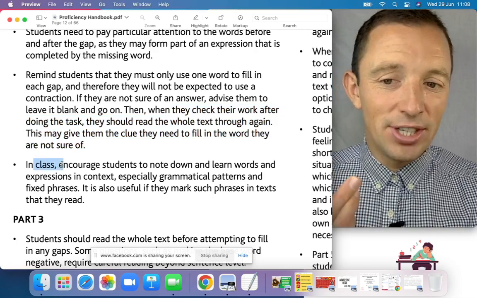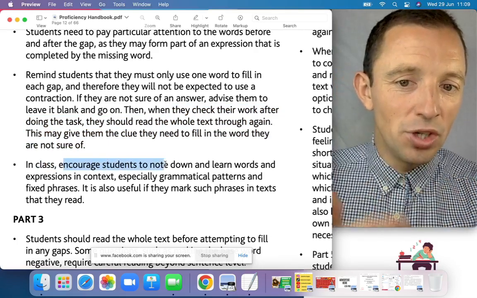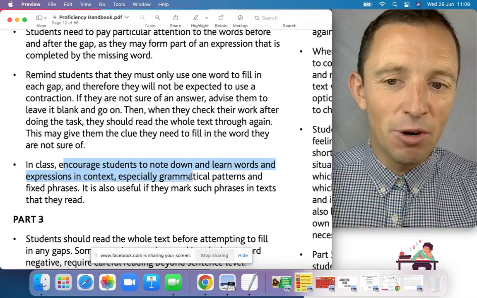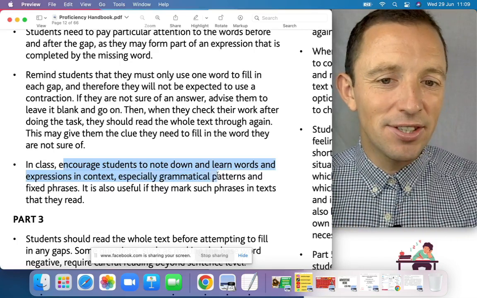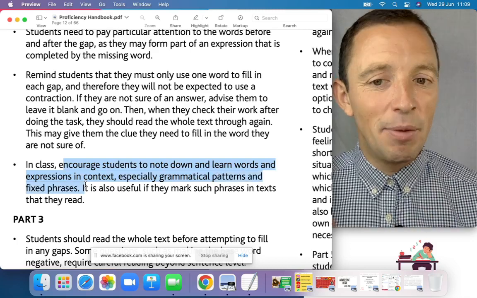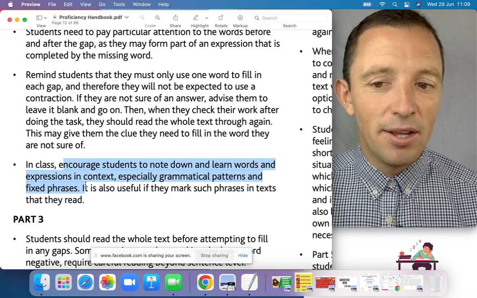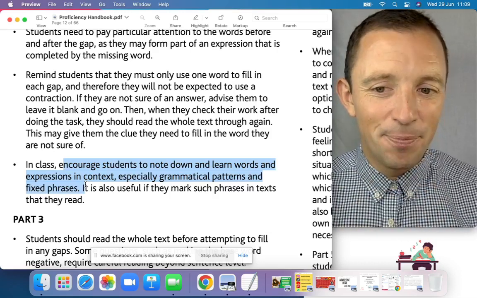Finally, in preparation in your class, encourage students to note down and learn words and expressions in context, especially grammatical patterns and phrases. And this is what I say, when you prepare, you need to read and be familiar with grammatical patterns and phrases. Great, and that's what they say.